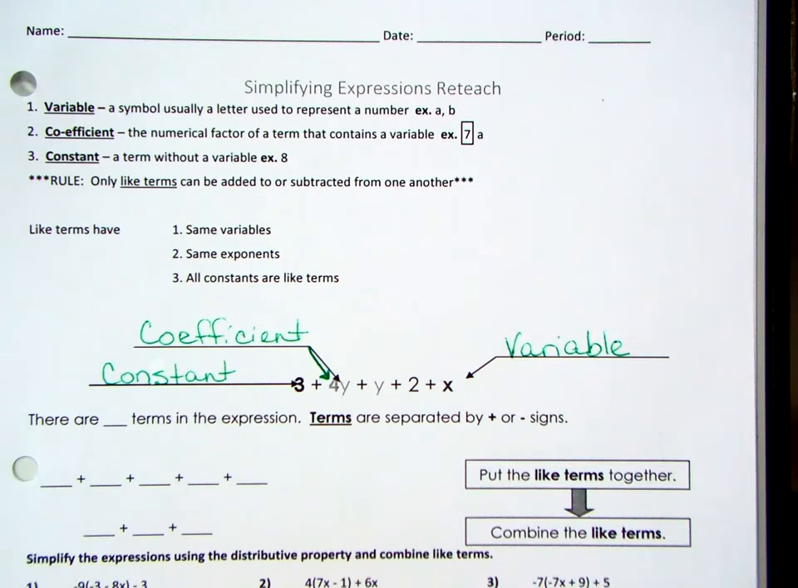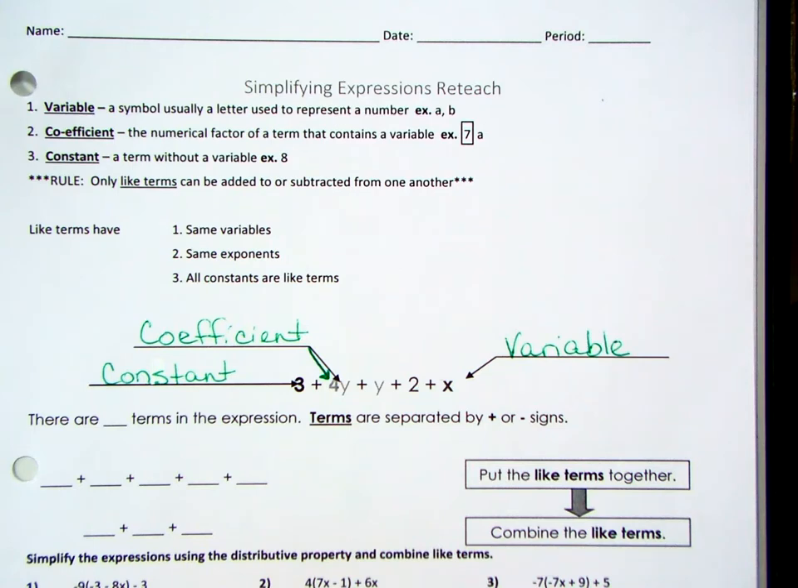Today we are going to be simplifying expressions. I want to make sure that you guys understand the correct vocabulary. A variable is a symbol, usually a letter, used to represent a number. So an example of that would be a or b. A coefficient is the numerical factor of a term that contains a variable. So anytime you're multiplying by a variable, that number that you're multiplying that variable by is your coefficient.